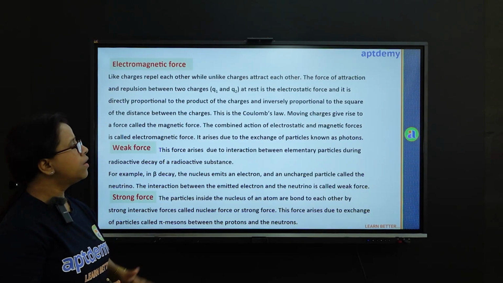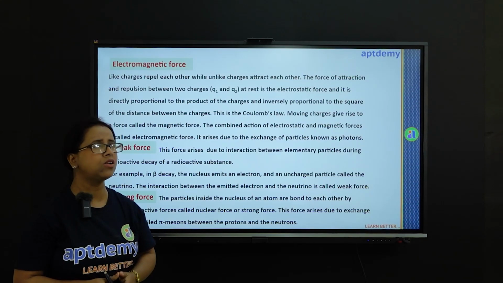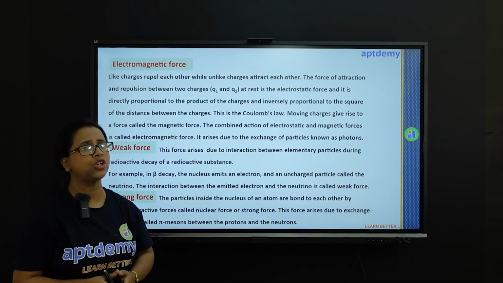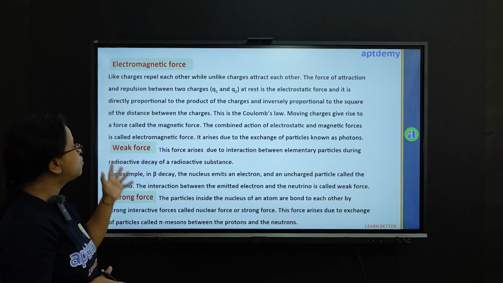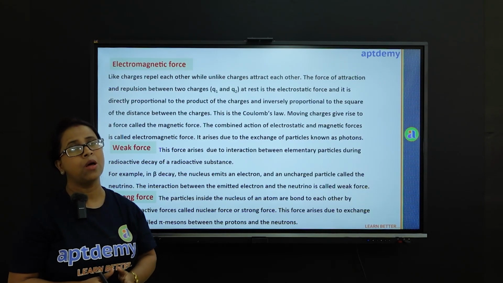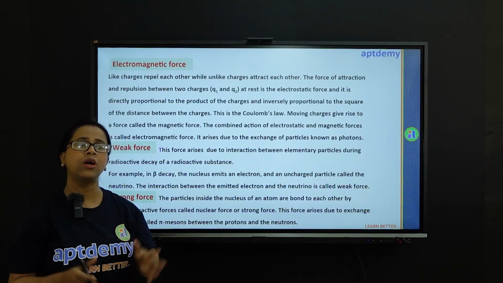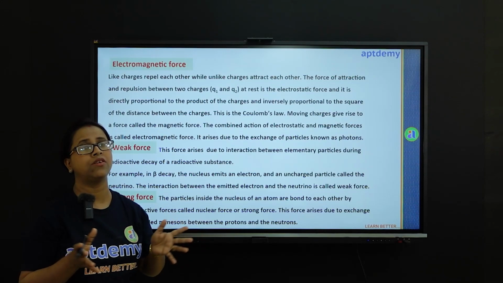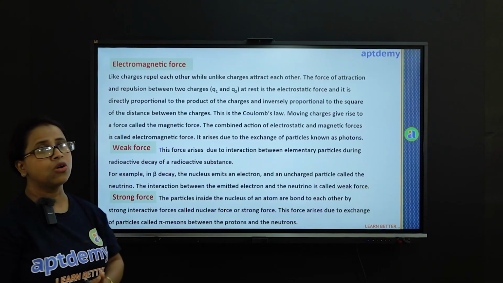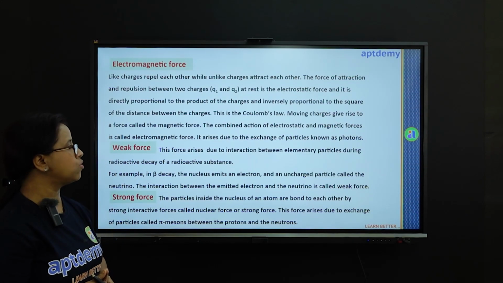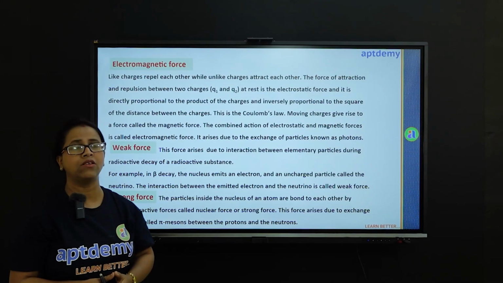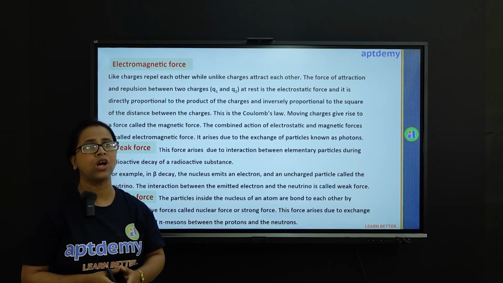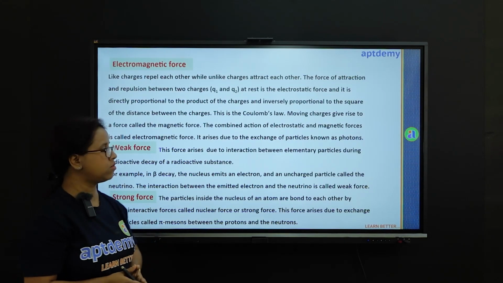Now, just like static charges can give rise to electrostatic forces, similarly, moving charges can also give rise to a force which is called the magnetic force. Now, the combined effect of electrostatic as well as magnetic force is together called the electromagnetic force. This particular electromagnetic force arises due to exchange of particles which are known as photons.